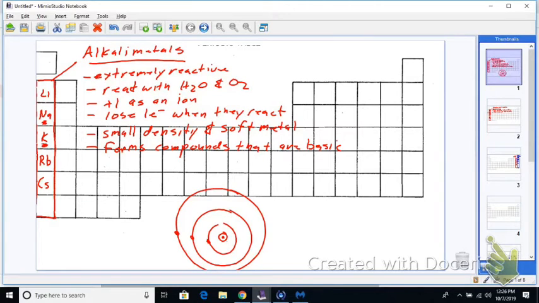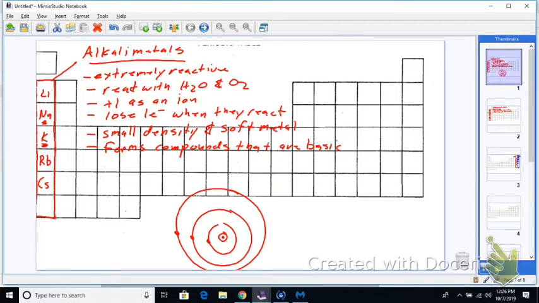They are extremely reactive. They react with water and oxygen. They're a +1 charge when they become an ion. So an ion is just an atom that's charged. They'll lose an electron when they react.